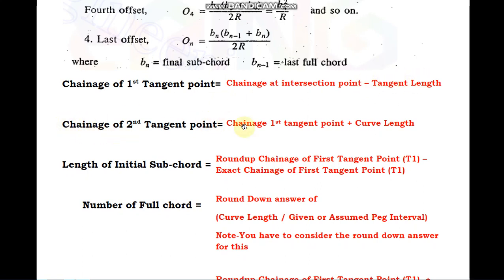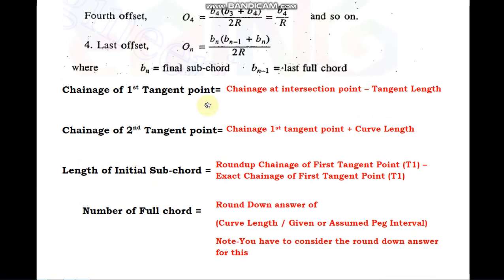Chainage of second tangent point is chainage of first tangent point plus curve length, pi R phi upon 180. Next, length of initial subchord, which students found very complicated while solving the numerical. The formula for length of initial chord is: round up the chainage of first tangent point. Round up means if the answer comes 56.7, you have to assume it as 57. Round it up to a specific whole number, not in decimals. So the formula is round up chainage of T1 minus exact chainage of T1, or exact chainage of first tangent point.